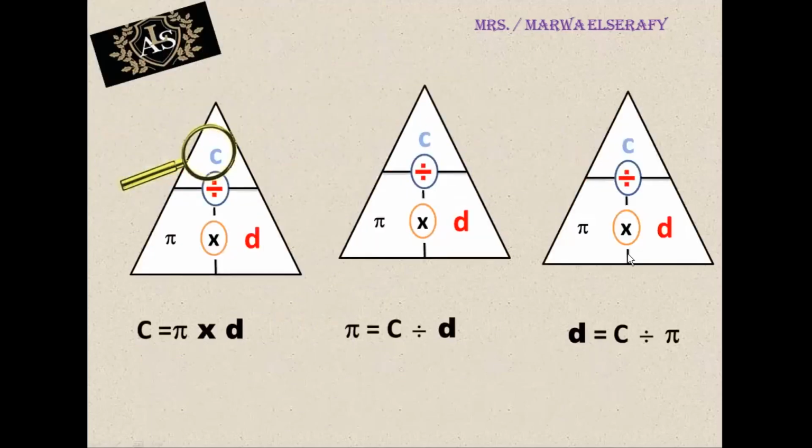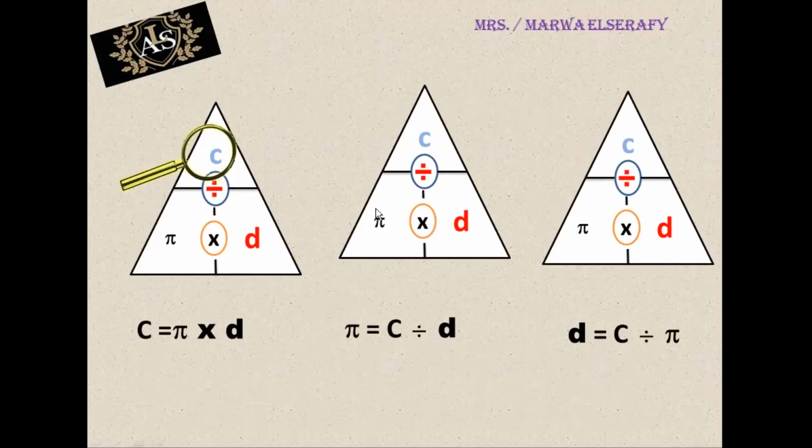Let's see the rules of the circumference of the circle. What is the rule of the circumference? If I want the circumference of the circle, I will draw the magic triangle. Circumference equal pi times d. Okay? If I want circumference, it will be equal pi times d.